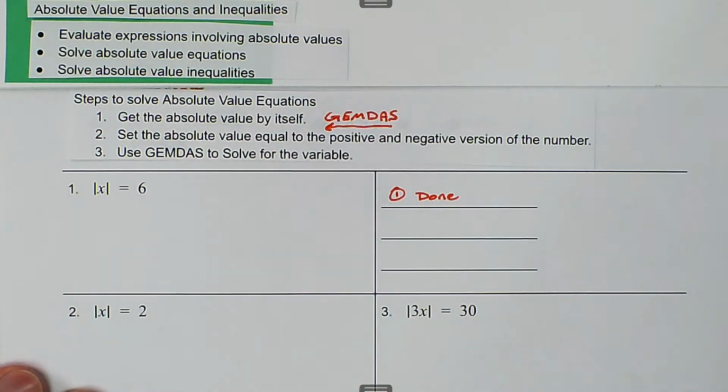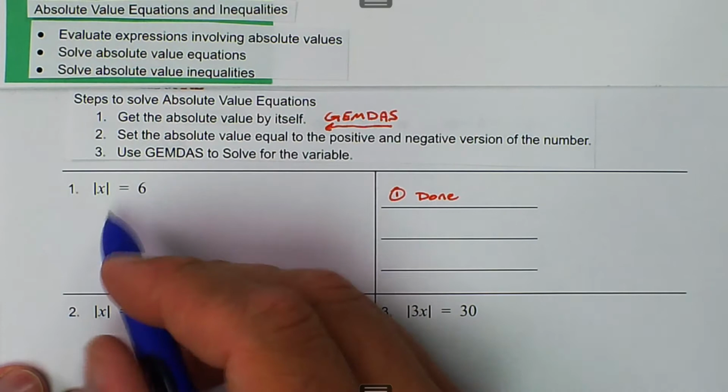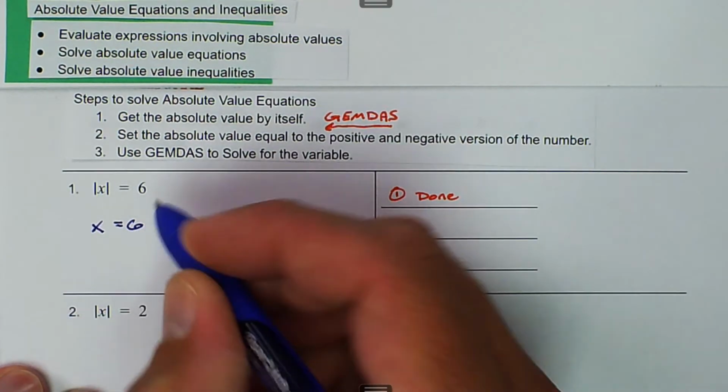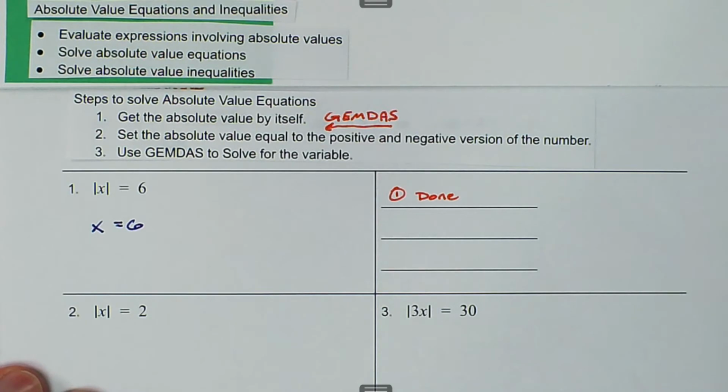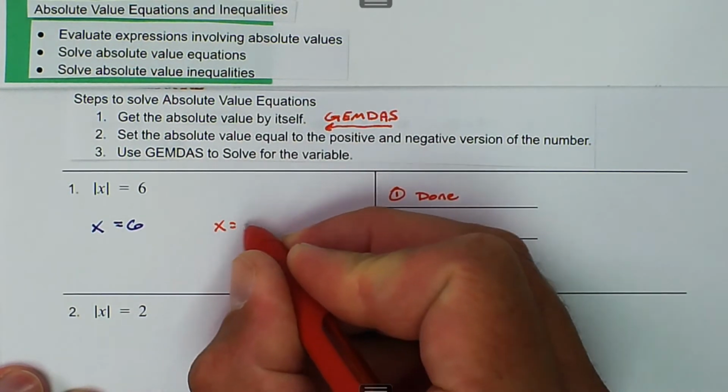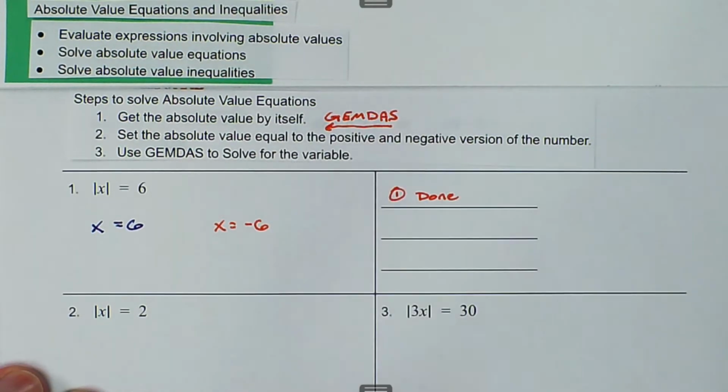So one way we're going to leave it alone. We're just going to write it down without the absolute value sign. So x is equal to 6. Then the next one, we're going to write it down as the negative version. x is equal to negative 6. So that's going to be step 2.